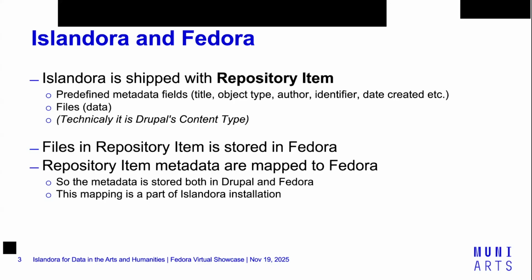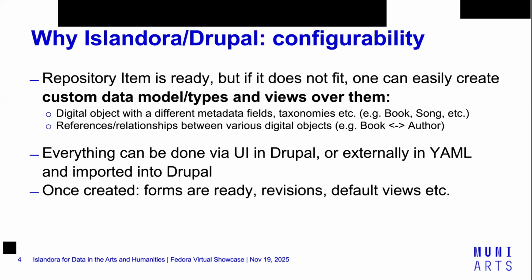And also the repository item metadata are mapped to Fedora, which means the metadata is stored both in Drupal and Fedora. We can call it synchronization or so, but it's just one way from Drupal to Fedora. And this mapping of the repository item's metadata to Fedora is a part of the Islandora installation. So the community prepares those mappings. So this is how it works.